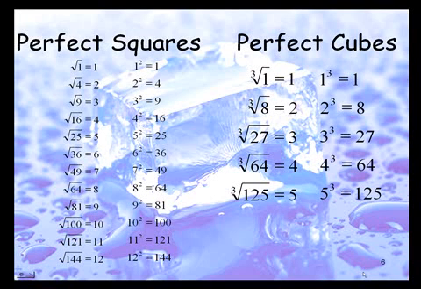So 1, 8, 27, 64, and 125. Isn't it kind of interesting that 64 is both a perfect square and a perfect cube? Does that make you wonder how many numbers are like that?